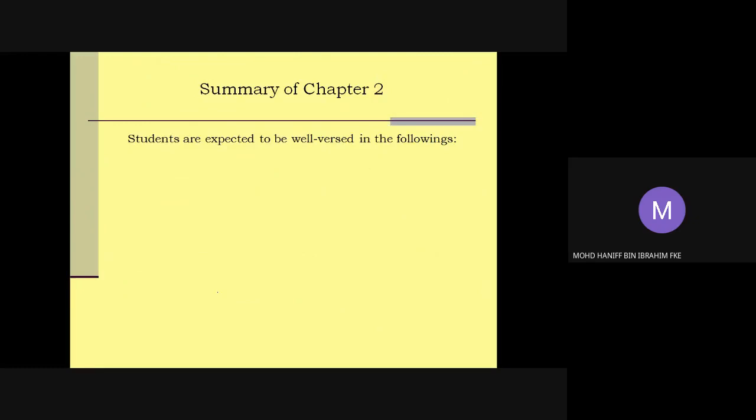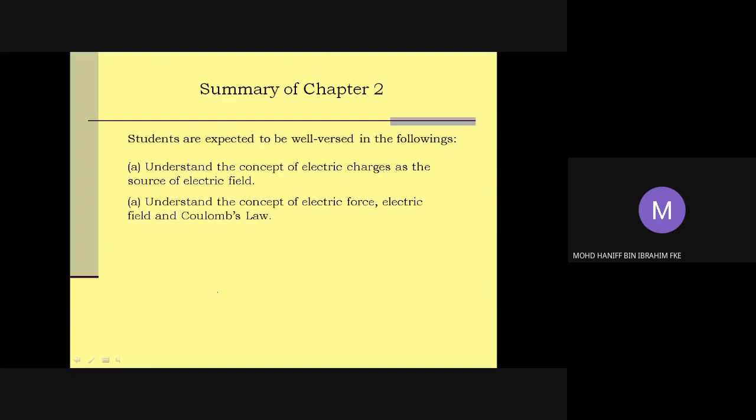So that's the end of chapter 2. This is the summary of chapter 2; we just need to recall the things that we have learned. Number 1, we have understood clearly the concept of charges. We have point charge, line charge, surface charge, and volume charge. We have to understand this concept very clearly. Number 2, you have understood the concept of force, electric field, and also Coulomb's law. So we have understood how the electric field and the electric force can be calculated from Coulomb's law.